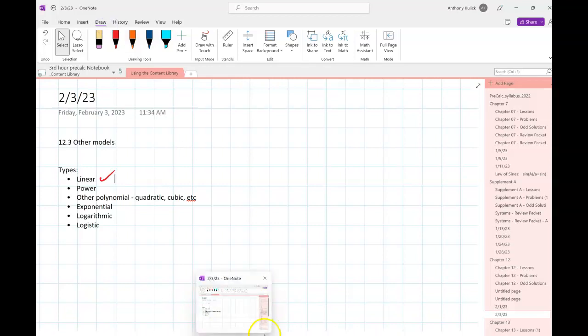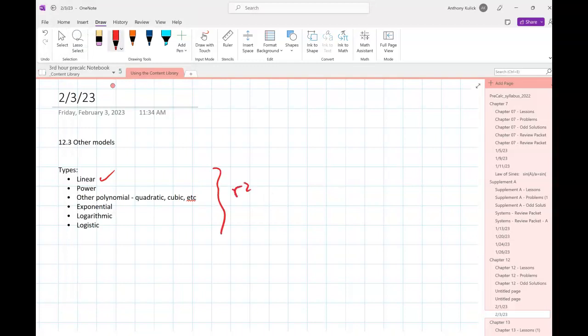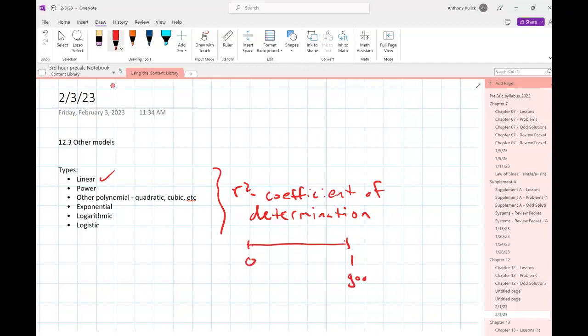Well, remember when we did our linear regression just a moment ago? And it spit out this R squared value. You haven't yet talked about what that is. So R squared is the coefficient of determination. Or that's what it's called anyways. And this is just a measure from 0 to 1 on how good a fit our model is to the data. So 1 is a good fit the closer we get to 1. 0 is a bad fit the further away we get from 1.